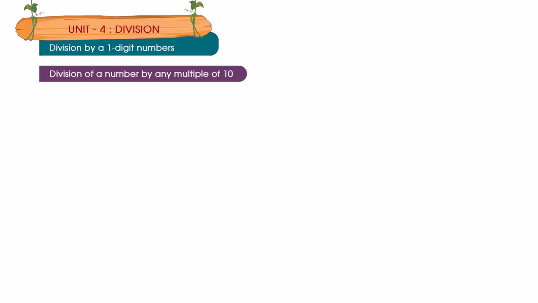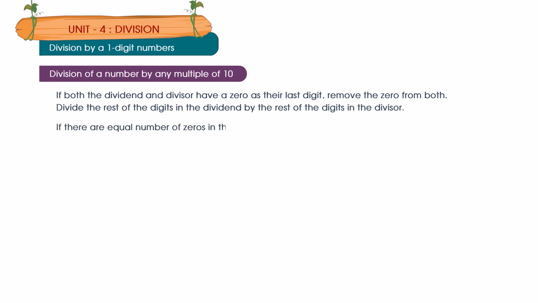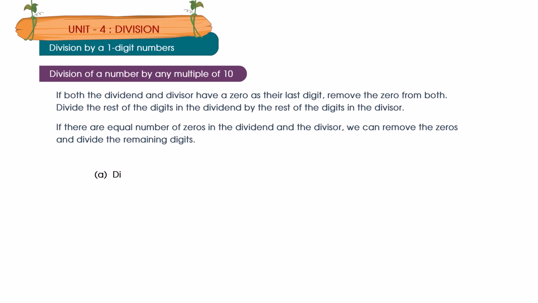Division of a number by any multiple of 10. If both the dividend and divisor have a 0 as their last digit, remove the 0 from both. Divide the rest of the digits in the dividend by the rest of the digits in the divisor. If there are an equal number of zeros in the dividend and the divisor, we can remove the zeros and divide the remaining digits. A. Divide 240 by 30. 240 divided by 30 gives 8 as the quotient and 0 as the remainder.